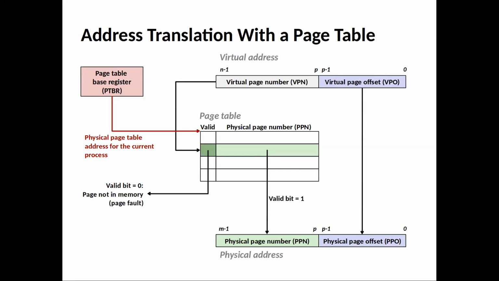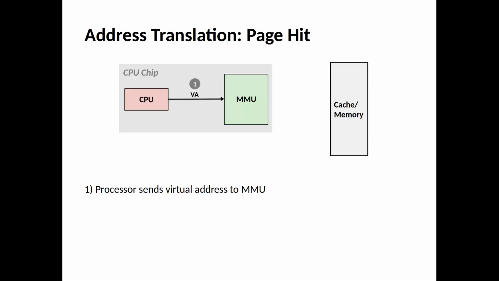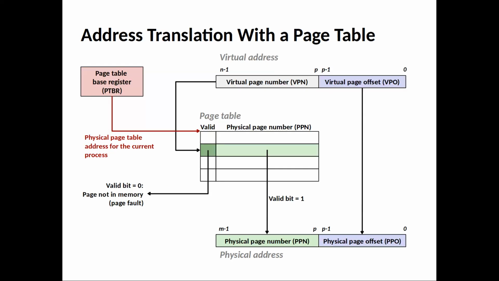So the translation happens, again, I extract the virtual page number, I go to the corresponding index in this array, and then I will read the physical page number and permission bits. Do you have any questions so far about the virtual page number and virtual page offset? So again, we just split it directly from the address.